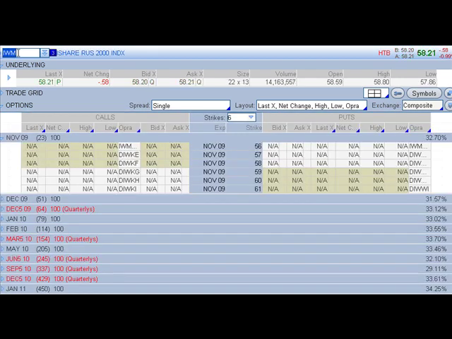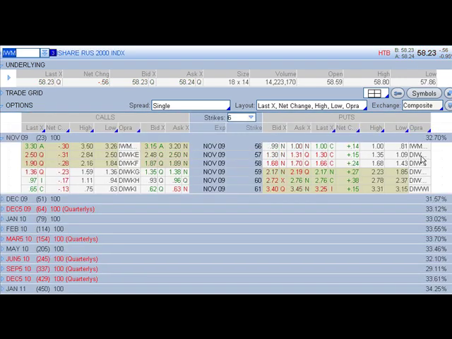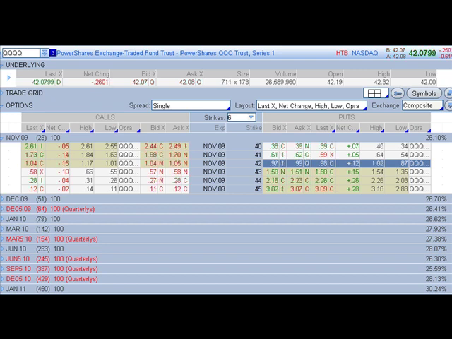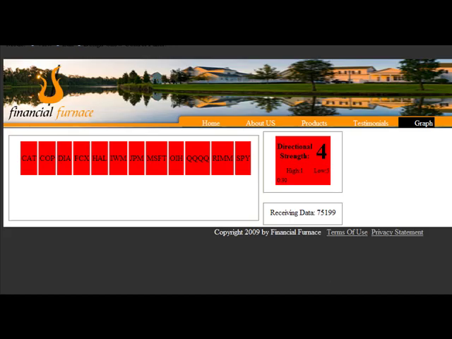IWM, we had the 57s, or 130, there it is, 130. And we paid 120, so there's a dime there. Q's, we had the 42s, they're now 91. And we paid 93, so we're losing 2 cents on that one. Oh, look at that, just went up to 98. Well, now instead of losing money, we're making a nickel.